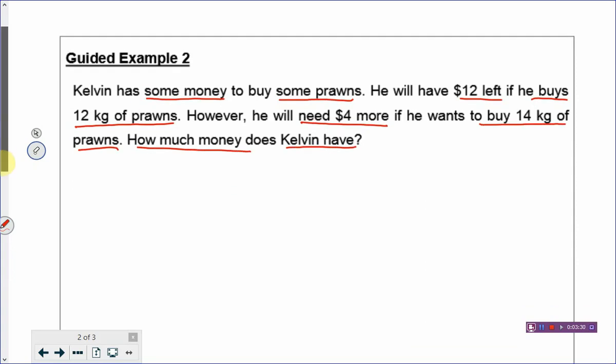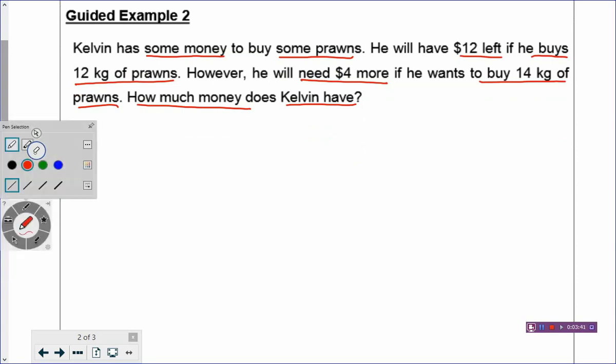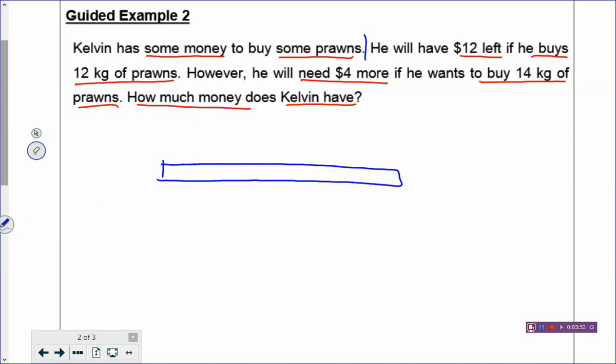So this is an excess and shortage problem. You have the $12 left, and then you have the $4 more. He needs $4 more, that is the shortage. Once again, we draw out the sentence and we focus on the sentence, so don't try to solve it. Look at the first sentence: Calvin has some money. Draw a rectangle to represent his money. That's the first sentence, we can't put anything else inside. He will have $12 left if he buys 12 kg of prawns.